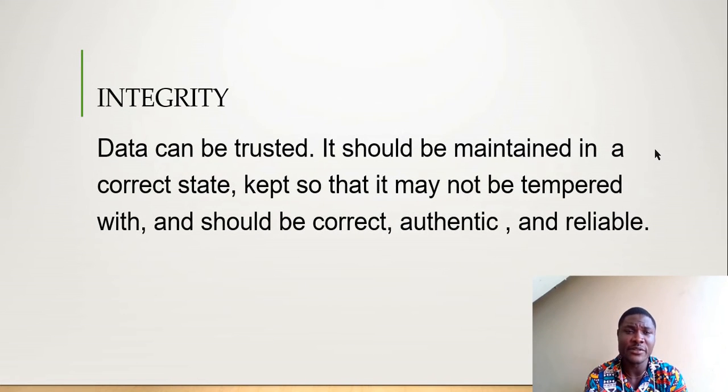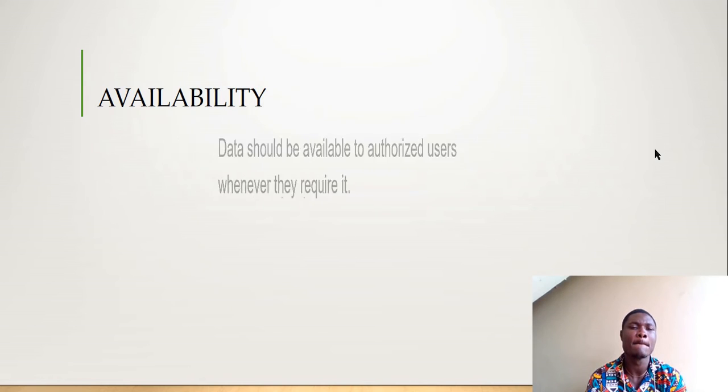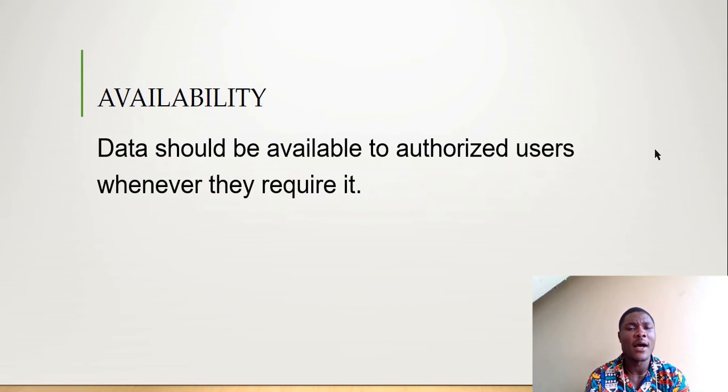Let's look at data integrity. Data can be trusted. It should be maintained in a correct state, kept so that it may not be tampered with, and should be correct, authentic, and reliable. Let's look at data availability. Data should be available to authorized users whenever they need it.